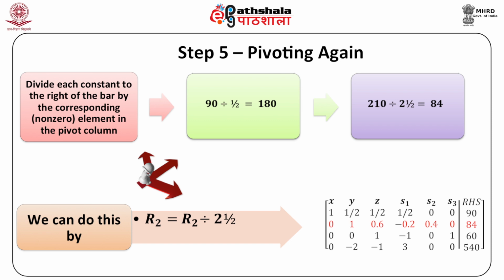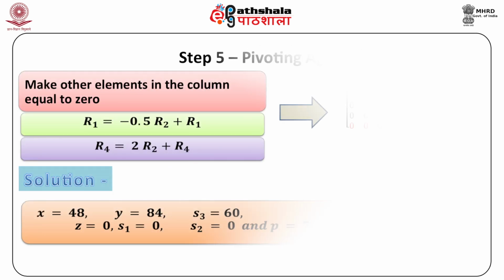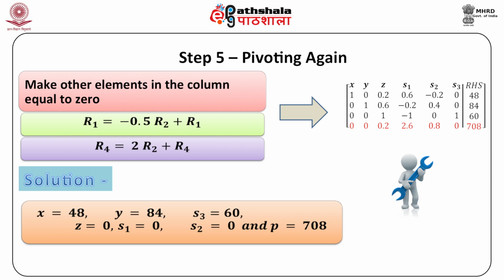Now change the pivot element to 1. We can do this by row operation R2 is equal to R2 divided by 2.5. Now we pivot about the pivot element to make other elements in the column equal to 0. With row operations, R1 is equal to minus 0.5 R2 plus R1, R4 is equal to twice of R2 plus R4. Since there are no negative indicators in the last row, the objective function has been maximized.